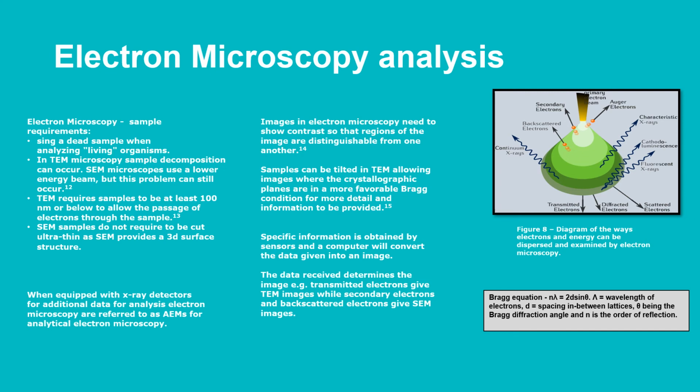Specific information is then obtained by sensors, and a computer will convert the data given into an image. The data received determines the image, e.g. transmitted electrons give TEM images, while secondary electrons and backscatter electrons give SEM images, and in the bottom right there is the Bragg equation.